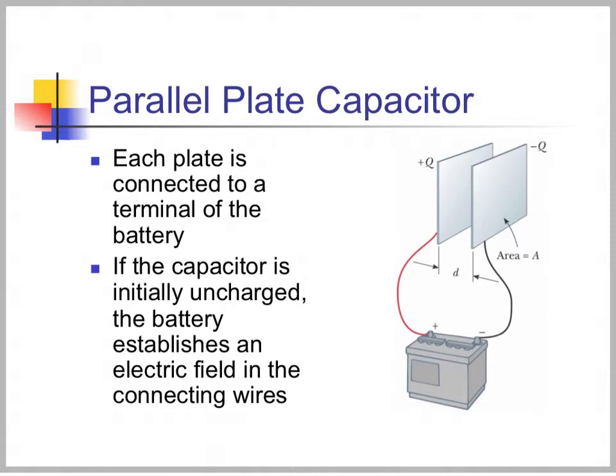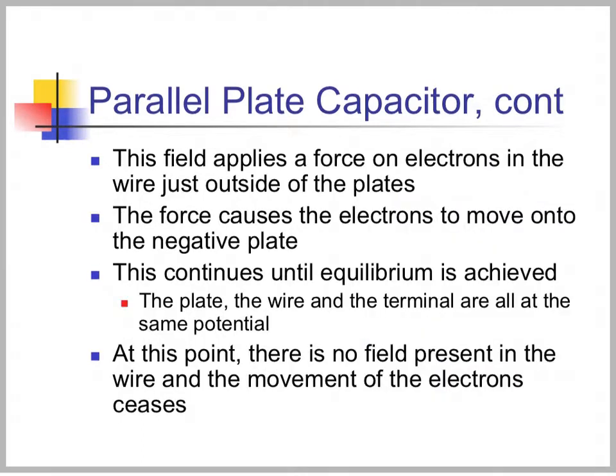The simplest capacitor to start with, to understand how they work, is a parallel plate capacitor. Each plate is connected to a terminal of a battery. If the capacitor is initially uncharged, the battery establishes an electric field in the conducting wires that will charge up the plates. This field applies a force on the electrons in the wire just outside the plates, and that causes electrons to move onto the negative plate.